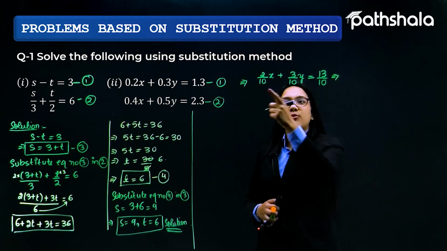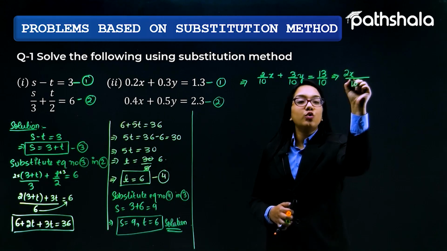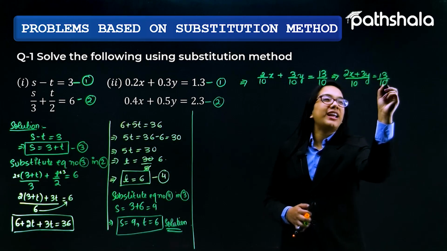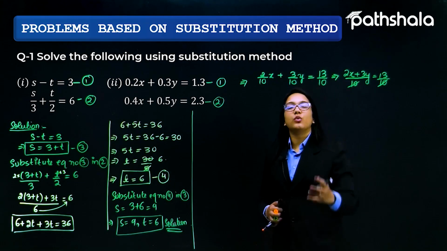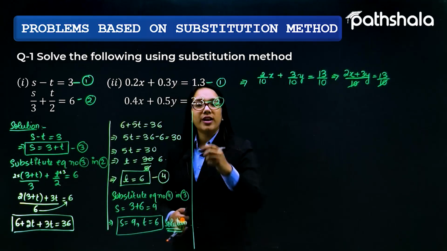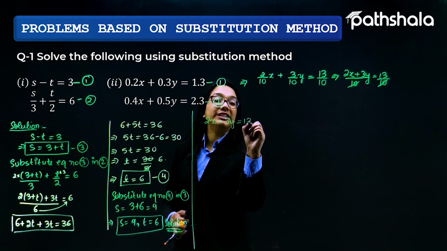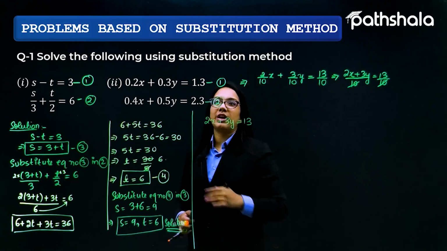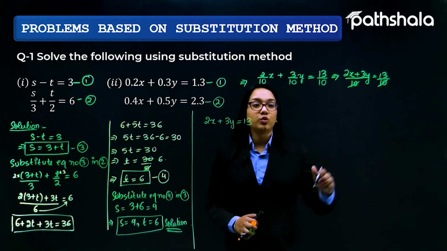If we take the LCM on the LHS, we get 10 as the denominator, and further we have 2x plus 3y, which is equal to 13 by 10. The 10 and 10 cancel with each other, so we get the equation as 2x plus 3y is equal to 13. So when we have reduced equation number 1 to its simplest form, we are getting 2x plus 3y is equal to 13.